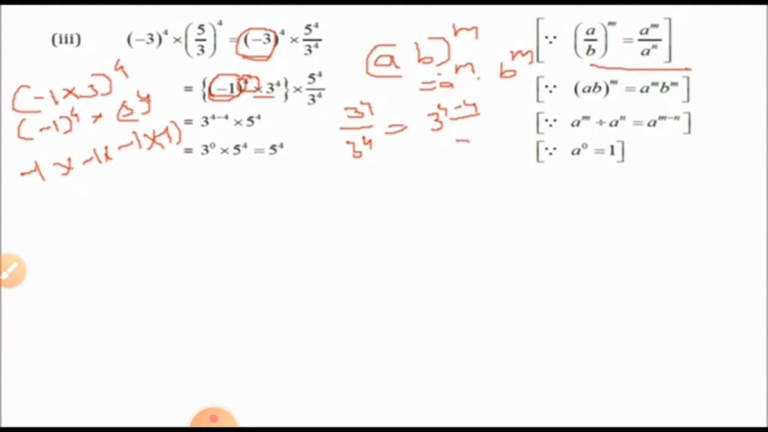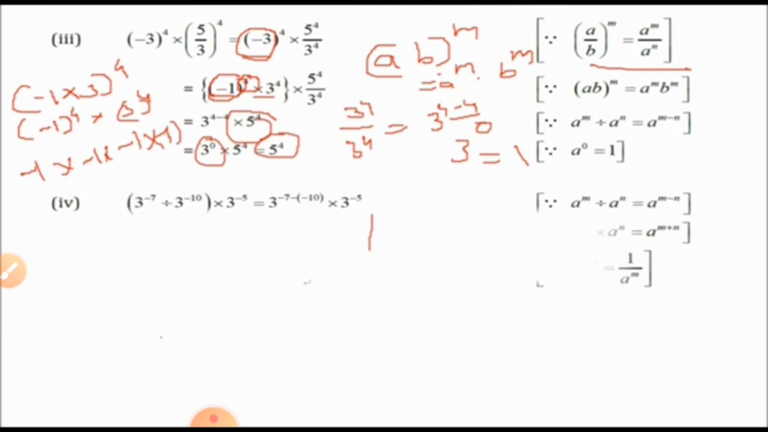Is it so or not? Yes, because 3 raised to 4 upon 3 raised to 4, cut it. Isn't it? All 3s cut together. So the final answer will be 5 raised to 4. 1 into 5 raised to 4 gives me 5 raised to 4.